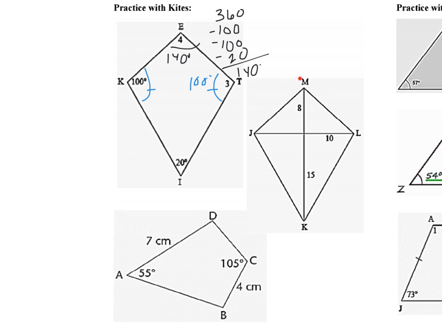Alright, take a moment looking at this kite here and see if you can figure out what this missing segment length is. Alright, looking at the diagonals, this would be the line of symmetry, which cuts this diagonal in half. So then this should also be 10, which means if they asked for it, this entire diagonal length would be 20.